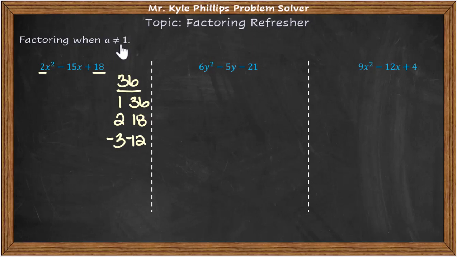Now, when the leading coefficient is not equal to 1, we're going to write out 4 terms. Because in Algebra 1, with 4 terms, you learned about a thing called factor by grouping. So watch this. I am now going to say 2x squared minus 3x minus 12x plus 18.